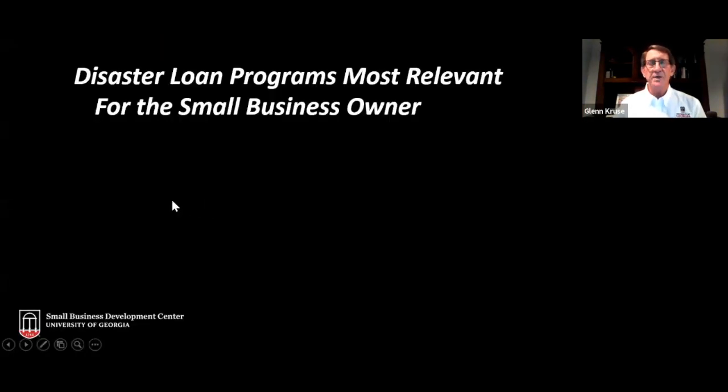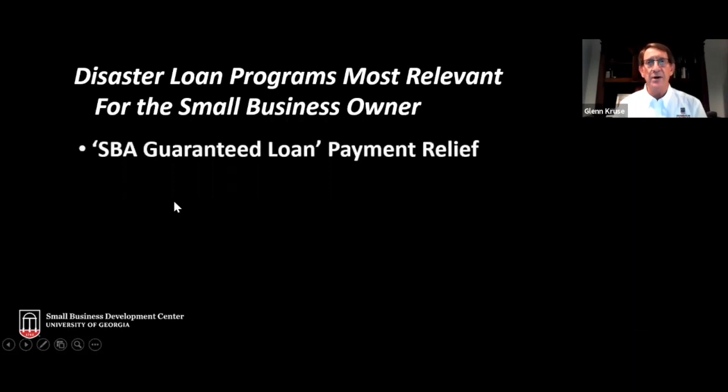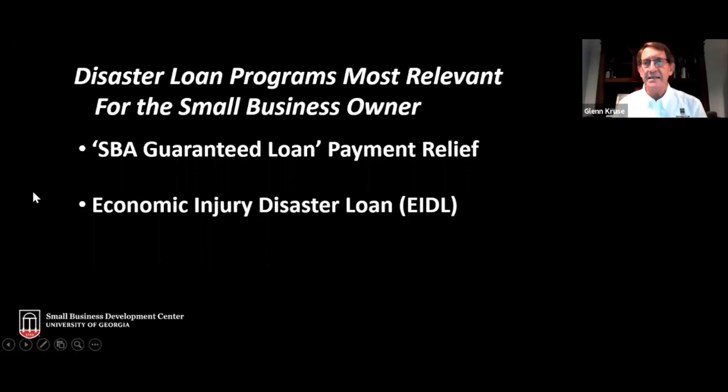There are basically three different components inside of the small business loan program. First of all, there's a program called the SBA Guaranteed Loan Payment Relief. We'll go into that a little bit more in a subsequent slide. There's something called the Economic Injury Disaster Loan, or EIDL program, and there's a subcomponent of that, which is an advance. The EIDL Advance was added when the CARES Act passed on March 27th. It's got a nice little feature to it. We'll talk about that in a few minutes.